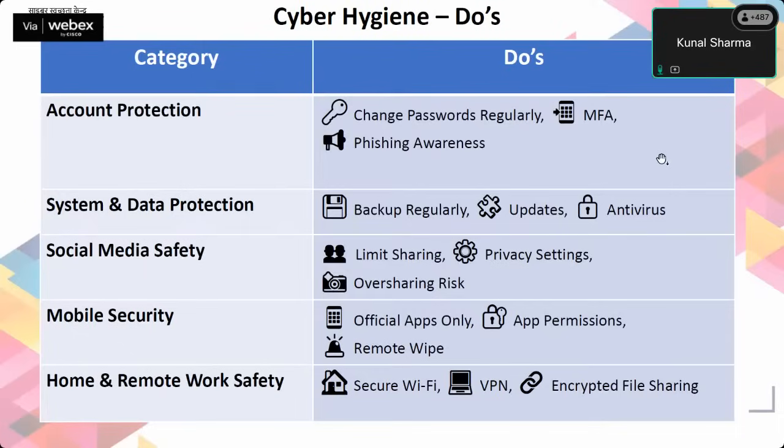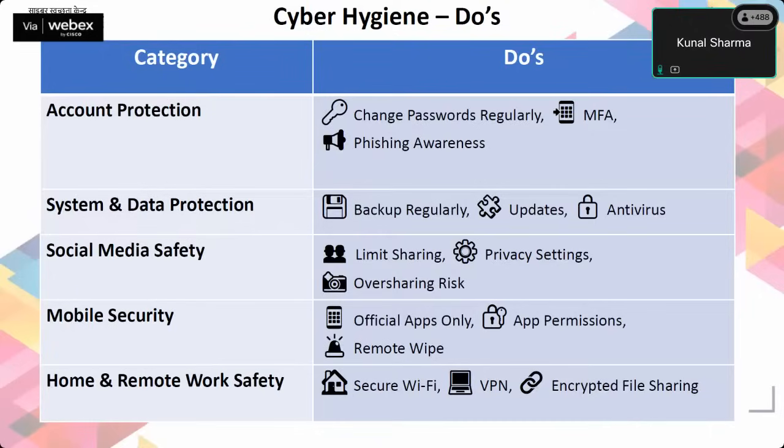So I have highlighted all the do's in a single slide. Like account protection: you have to change passwords regularly, you should have multi-factor authentication, and phishing awareness should be there. You should have sessions for your organizations and at your home as well, that you don't click on unsolicited mails and messages. Then there should be system and data protection. Backing up regularly is one of the major factors, and it helps a lot when there is a ransomware attack. If a backup is there, you can restore your devices. Updates and patches should be there so that your antivirus, your EDR and XDRs have the latest definitions of the malwares.